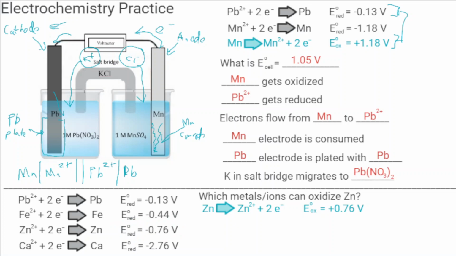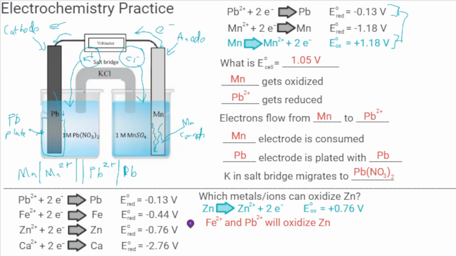But if we look at either of these other two reactions, if we have lead 2+ or iron 2+, even though they're negative values, if we add them to the positive 0.76, we end up with an overall positive value. So those reactions would be spontaneous. So the lead 2+ or the iron 2+ will oxidize zinc.